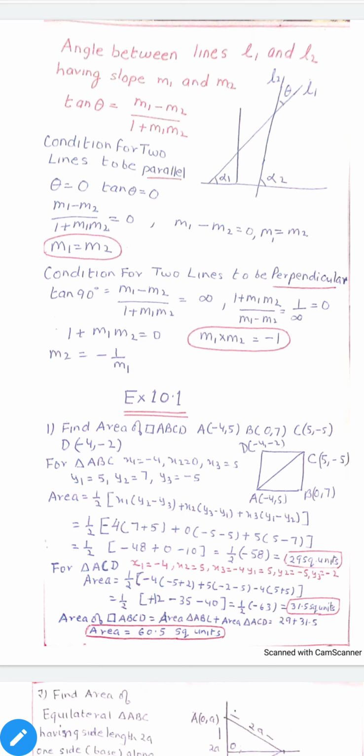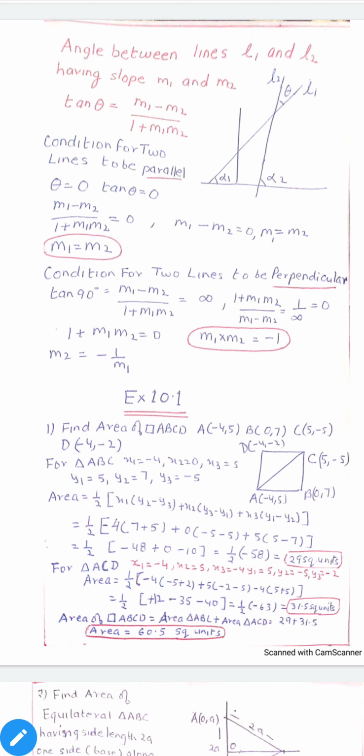The angle between lines L1 and L2 making slopes m1 and m2 with positive x-axis is tan theta is equal to (m1 minus m2) upon (1 plus m1 m2). Condition for two lines to be parallel is m1 equals m2, and for two lines to be perpendicular is m1 into m2 equals minus 1.